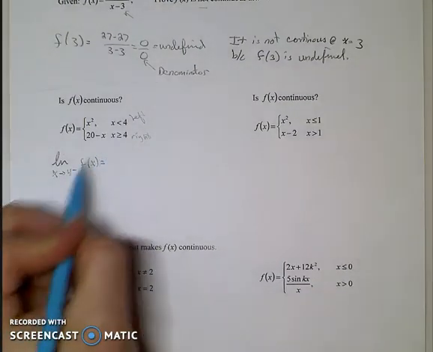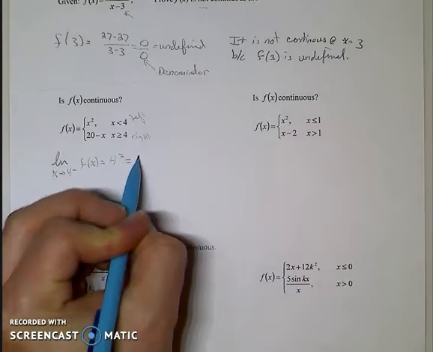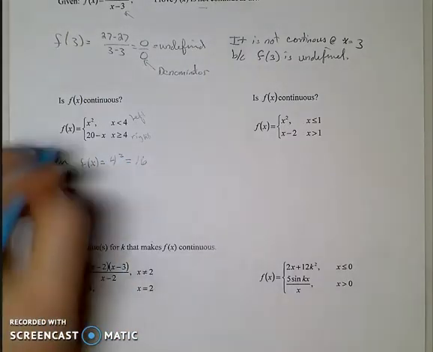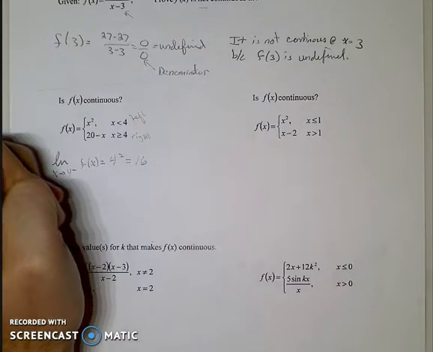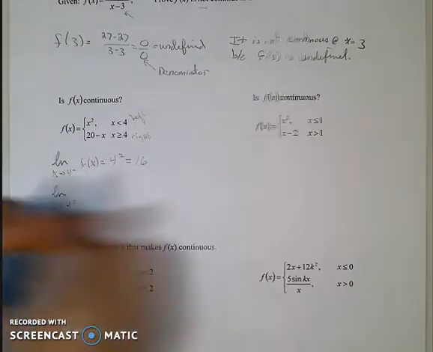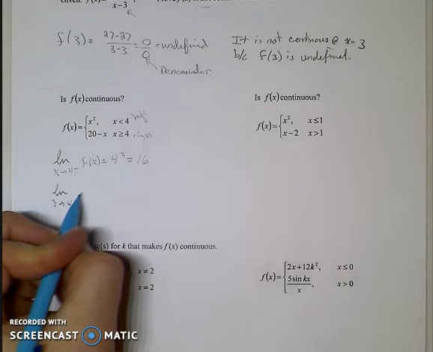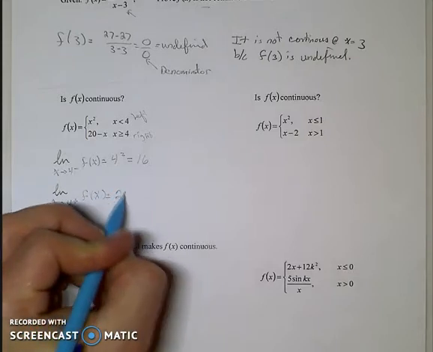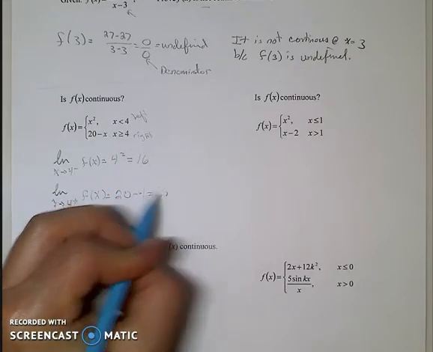And so we are going to plug in 4 squared to give you 16. We're going to also look at the limit as x approaches 4 from the right of f of x. That's going to give you 20 minus 4, which equals 16.